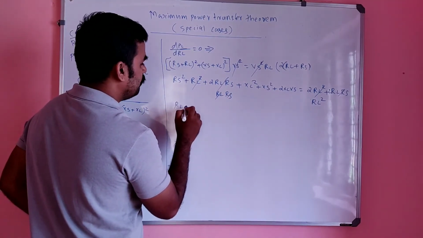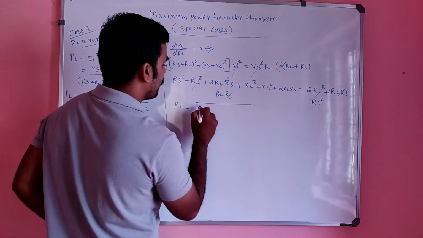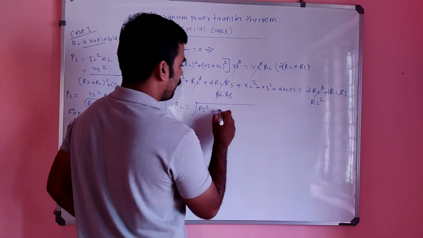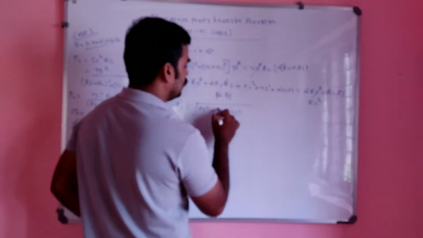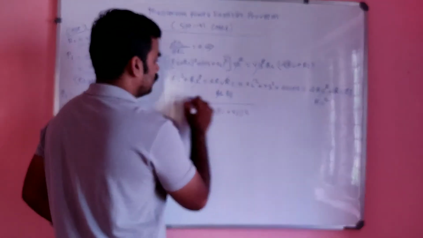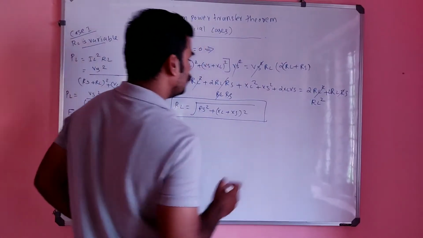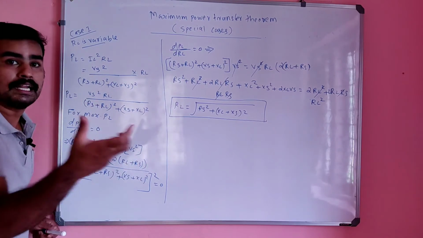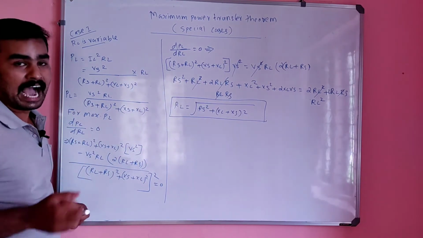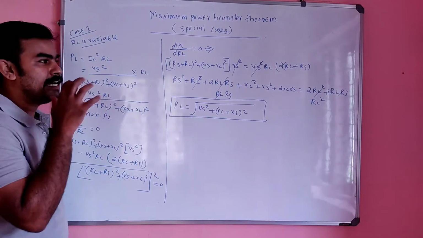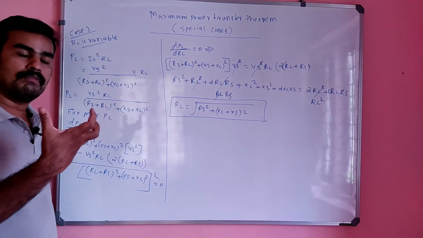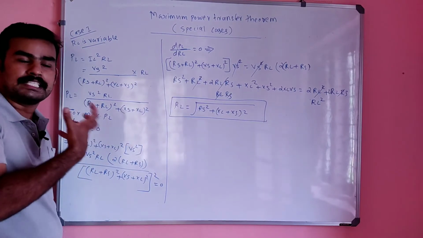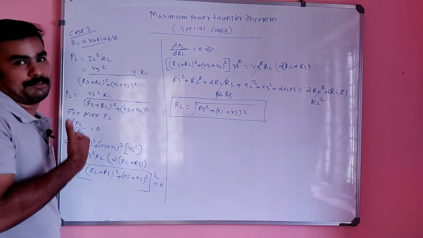RL will be equal to root of Rs square plus Xs plus XL the whole square. Is it correct? So this is the condition when we vary RL only. This is regarding AC. The chances of a question like this are very few, but you can expect it.